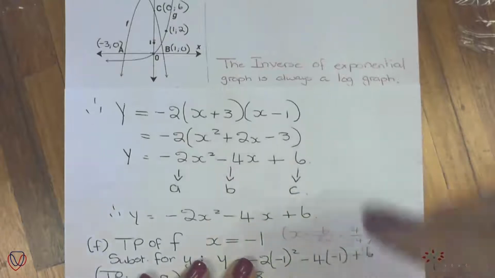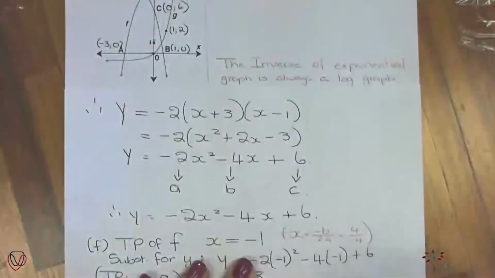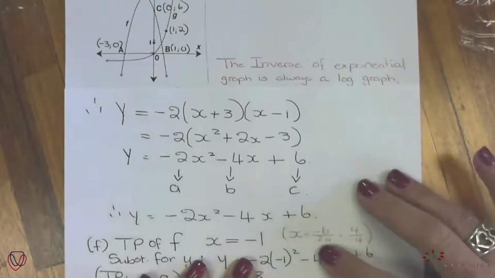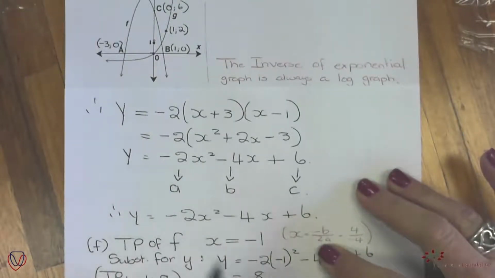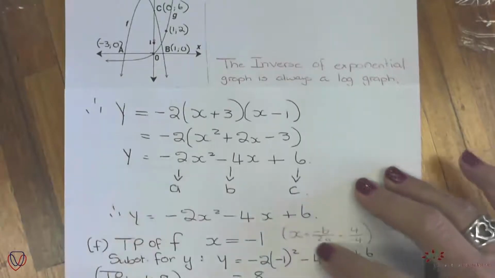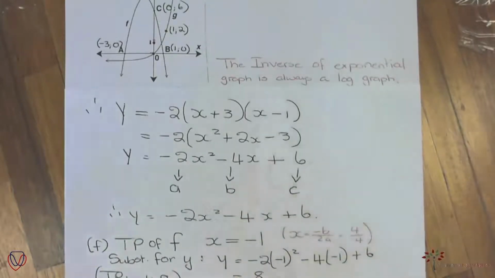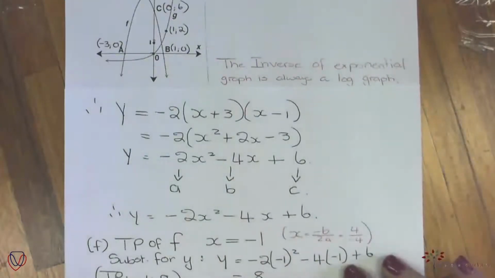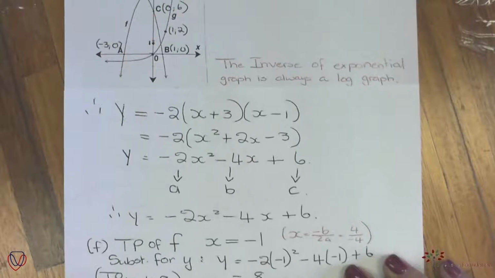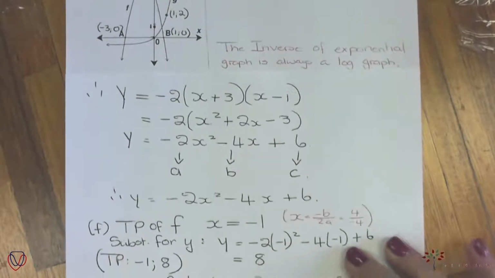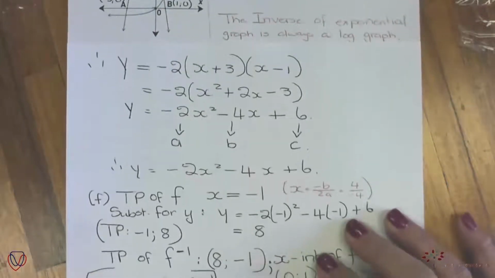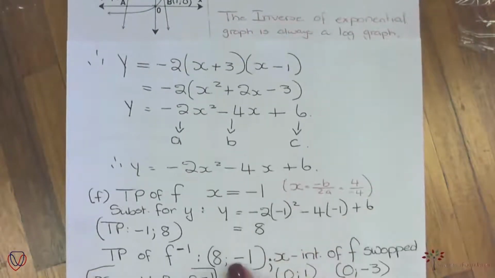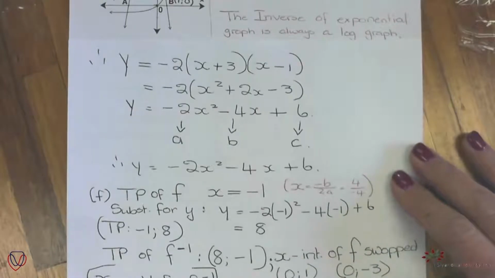And then I want that y value also, because I want to know now how I'm going to draw the inverse of this graph. Substitute the x negative 1 into the equation, that's your y. But now people, if you determine the inverse, the turning point of the new graph will be not negative 1, 8, it will be 8, negative 1. The x and the y swaps places. Can you see that? Right, there you have the new turning point of your inverse.